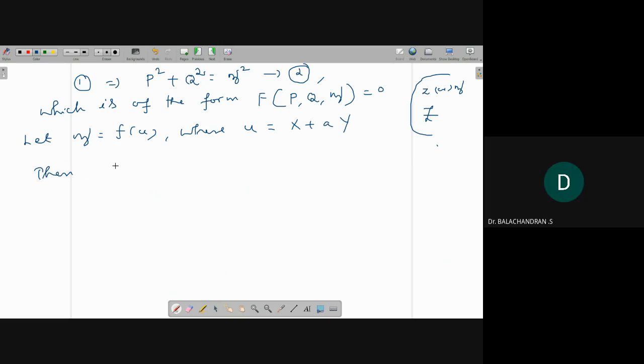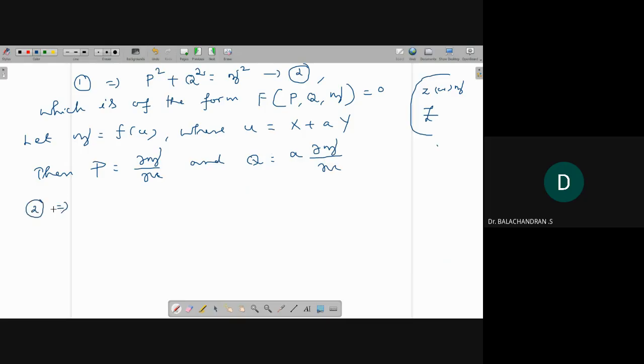Then small p is equal to ∂z/∂u, but here capital P, because we have capital P equal to dz/du. You can directly use dz also. And capital Q equal to a times ∂z/∂u. Now you should substitute these two expressions in equation 2.